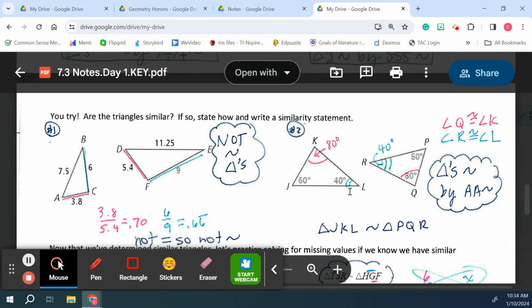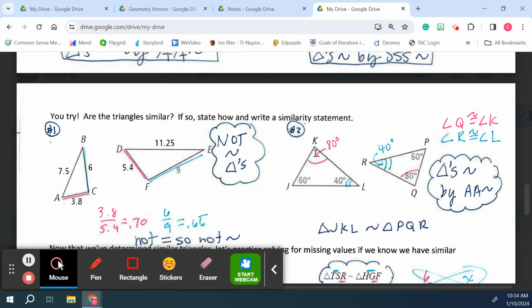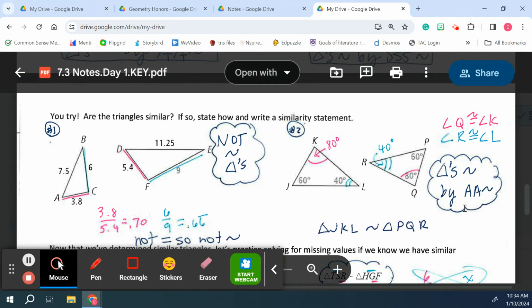The second one, if you subtracted these from 180, you would get 80 here. And if you subtracted these from 180, you would get 40. So these are similar by angle. Okay? Questions on those two?